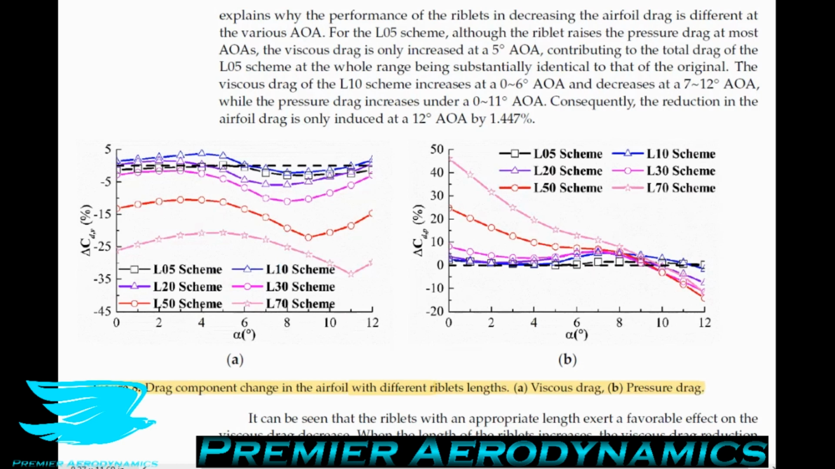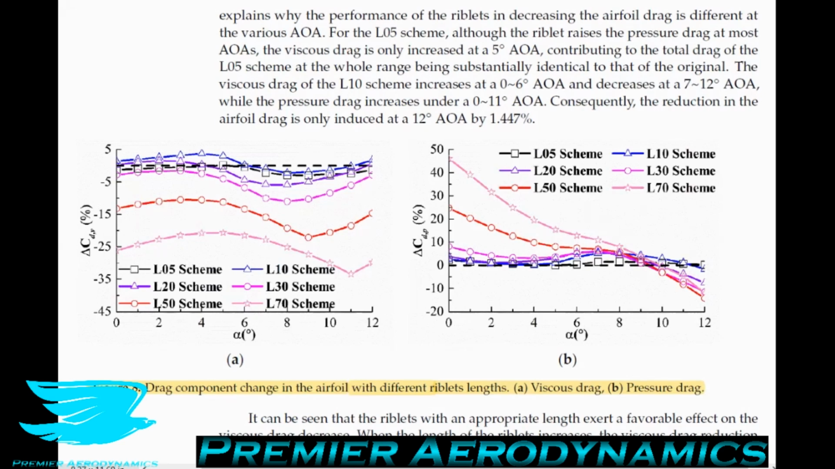It is mentioned that the pressure drag increment of each riblet scheme is reduced with the enlargement of the angle of attack. So in other words, as angle of attack increases, the pressure drag of each of these riblet schemes reduces. So it starts off being very high, like the pressure drag is exacerbated a lot at low angle of attack. But as you increase angle of attack, this starts to come down. The reduction in the pressure drag at 10 degrees to 12 degree angle of attack is mainly caused by the diminishing separation vortex at the trailing edge of the airfoil.